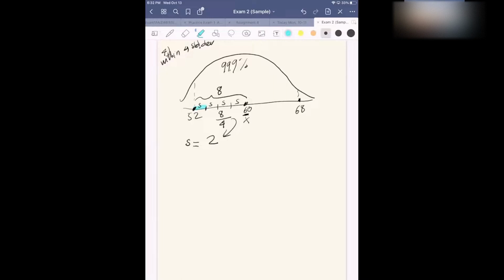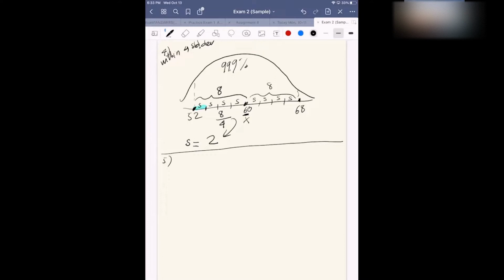You can do the same thing with the right. You move to the right 4 standard deviations, and this distance here is also 8. The whole thing is 1, 2, 3, 4 standard deviations, okay? Make sure that you understand this. Do you want to try another example, or you guys got it? All right, let's try another example. Make sure that you guys get it.